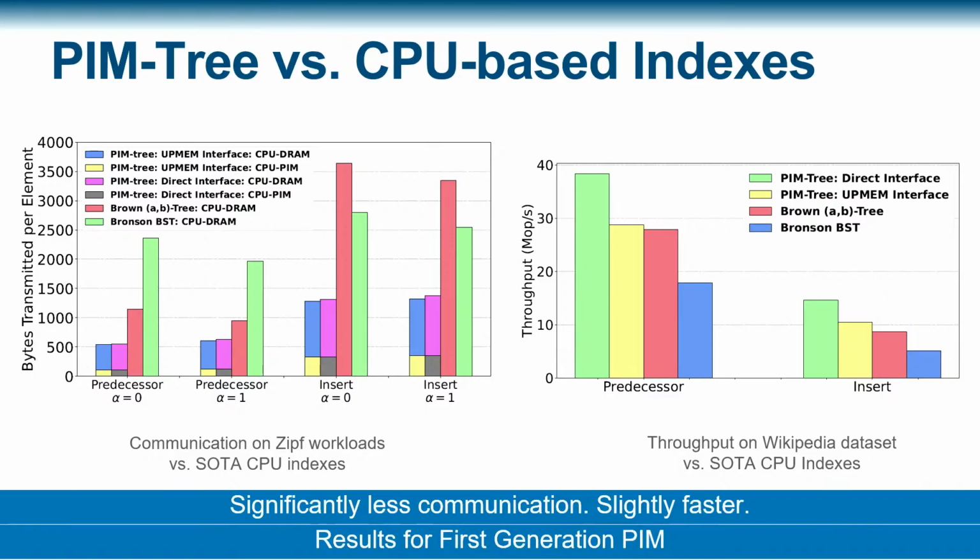Okay, and again, note this is a first-generation PIM system, so there are definitely huge engineering bottlenecks in it that make these numbers worse than what they could be. Okay. Any more questions on PIM tree?